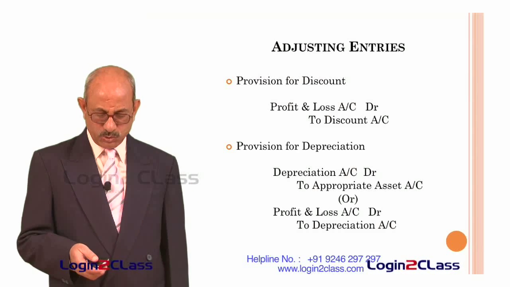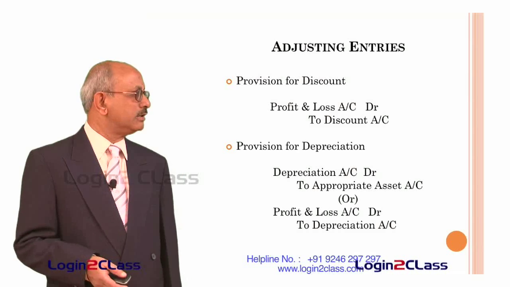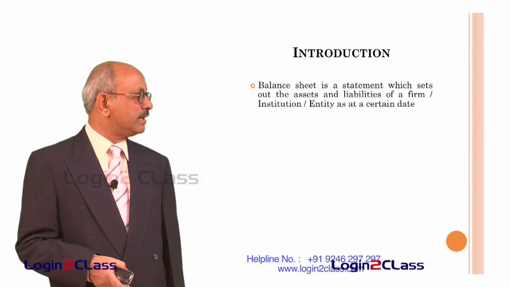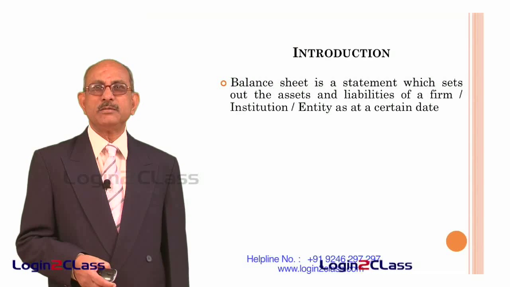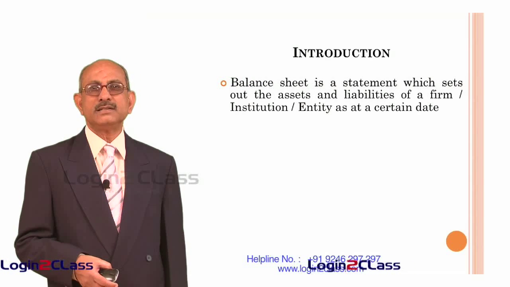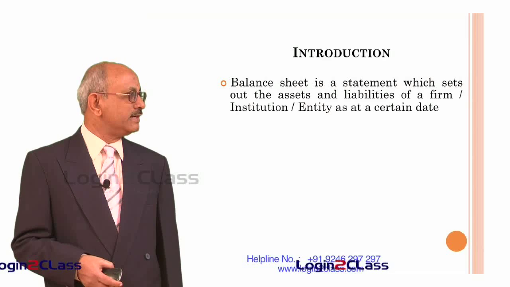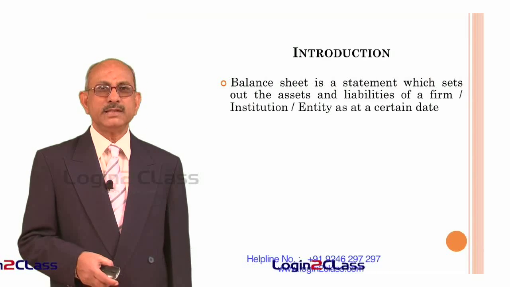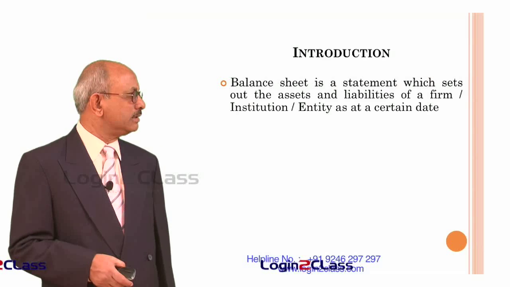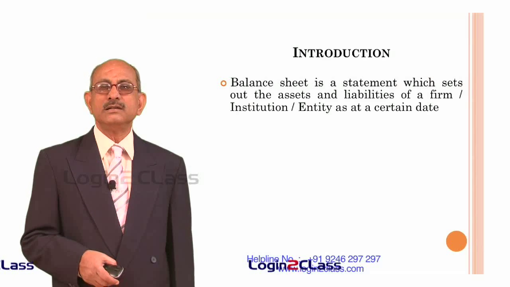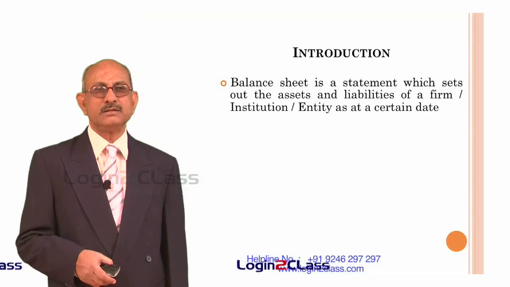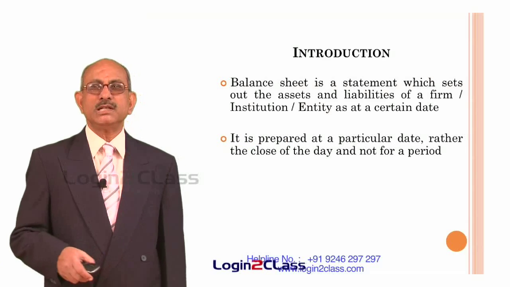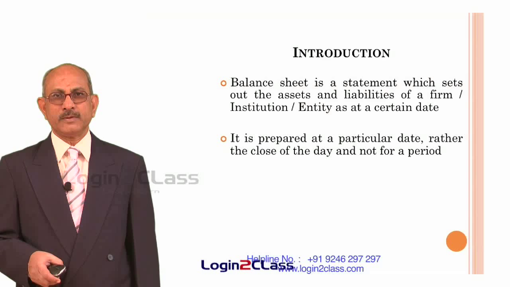So now we come to another financial statement known as the balance sheet. So what is the meaning of a balance sheet? Balance sheet normally is a statement of assets and liabilities of an entity as on a particular date. So this is the main distinction between profit and loss and a balance sheet. Balance sheet is always as on a particular date because it gives the position of assets and liabilities, whereas the profit and loss is for a particular period.